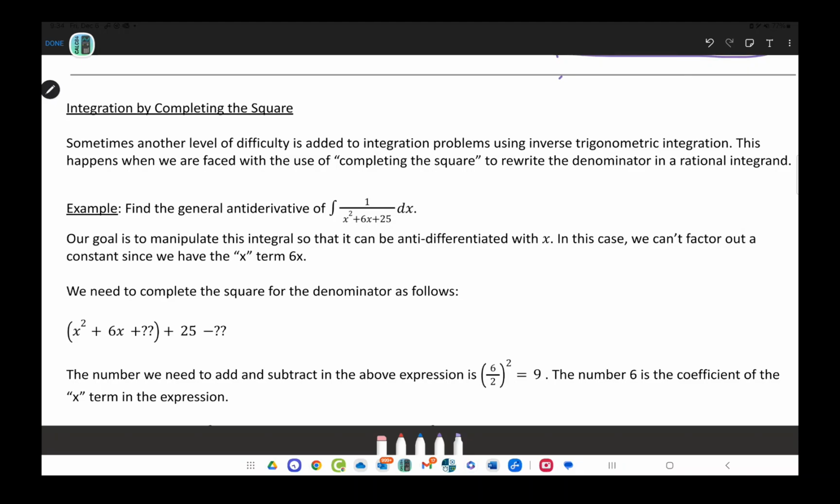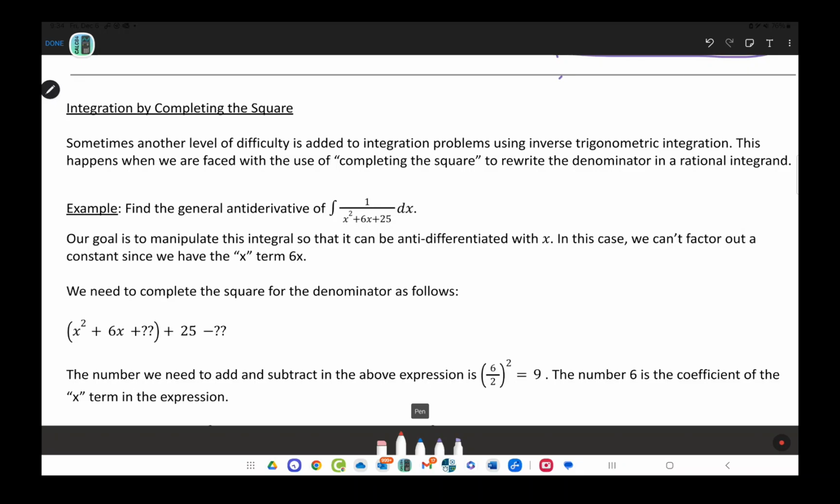So find the general antiderivative for 1 over x squared plus 6x plus 25. Well, if you could factor this, then you would probably want to do what we did yesterday, which is solving by partial fractions. But can you factor that? No, there's no factor of 25 that gives you 6. So what we're going to do instead is complete the square.